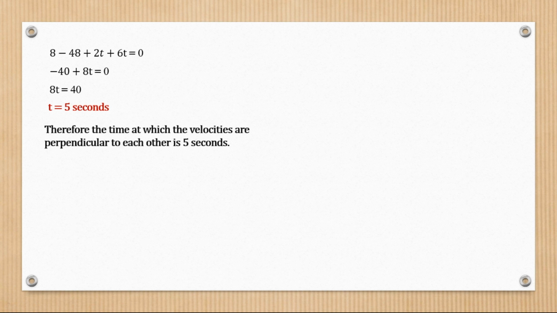So 8t shall be equal to 40, of which t shall now be equal to 5 seconds. So therefore the time at which the velocities are perpendicular to each other is 5 seconds.